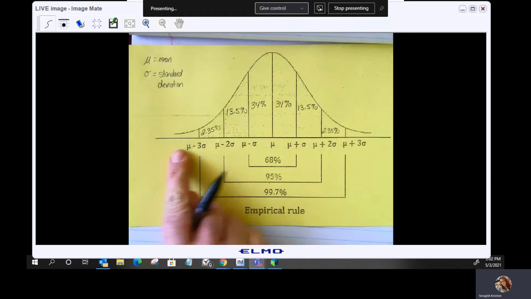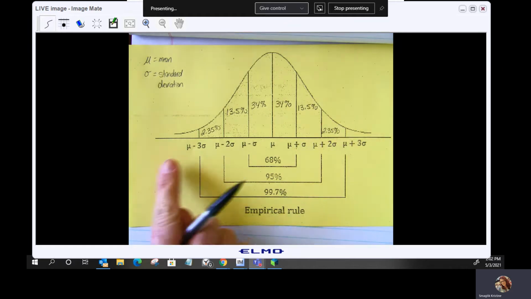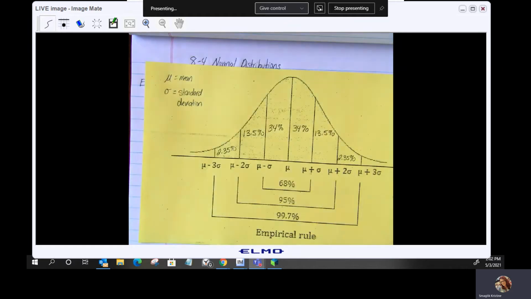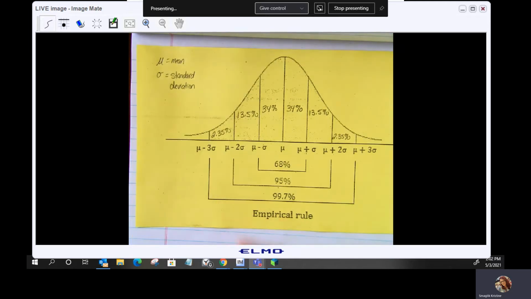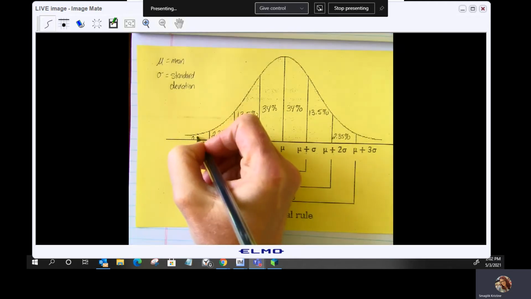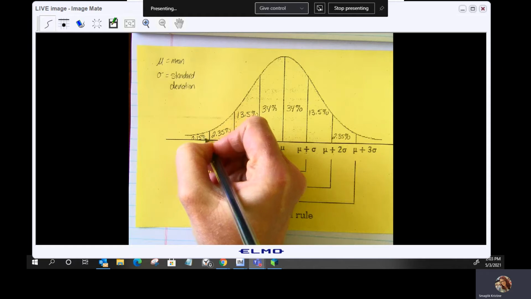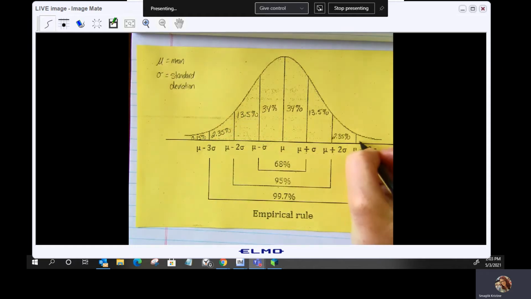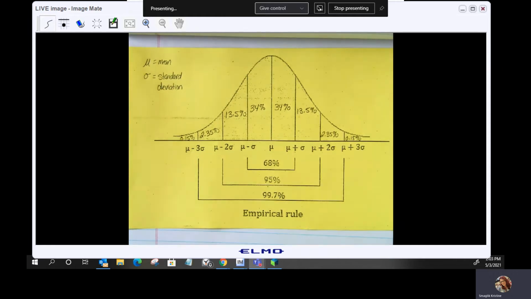And then what's left out here? Remember, everything within here is 100% of your data. This would be 0.15% and 0.15%. And so with this breakdown, we can answer just about any question that they're going to give us.